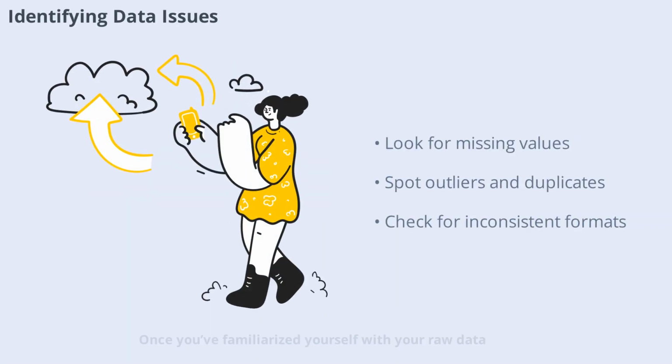As you familiarize yourself with your raw data, the next step is to identify specific issues that need attention. Common problems include missing values, outliers, inconsistent formatting, and duplicate records. By systematically scanning your dataset, you can spot these issues early and decide on the best approach to address each one. This proactive step saves time in the long run and ensures your data is ready for meaningful analysis. Let's explore how to detect these common data problems.